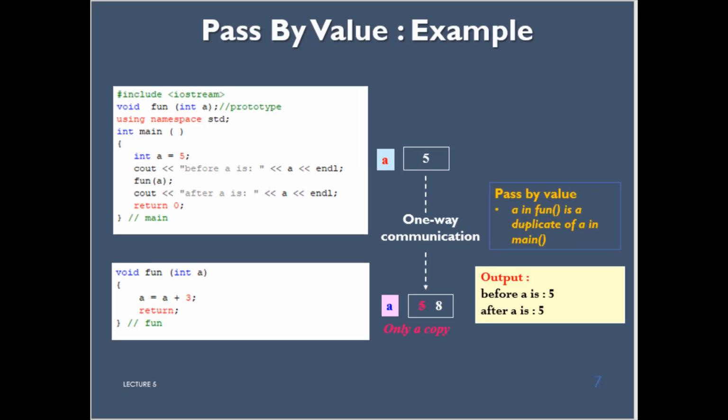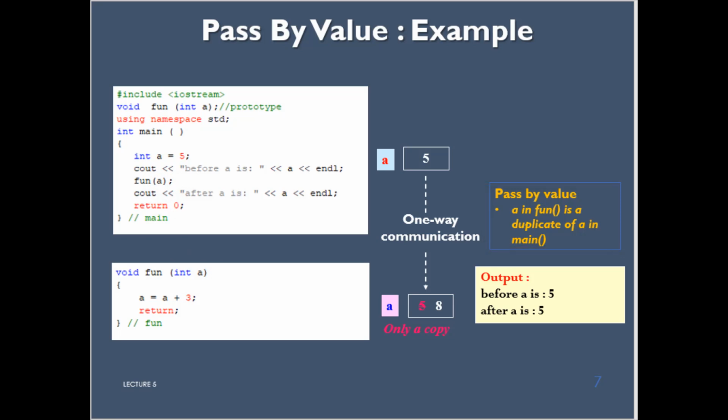Even if the formal parameter of function find is using the same name as the actual argument, which is a, it's not going to change anything. The a in function find is still just a copy of the a in the function call in the main function. So this is still passed by value.